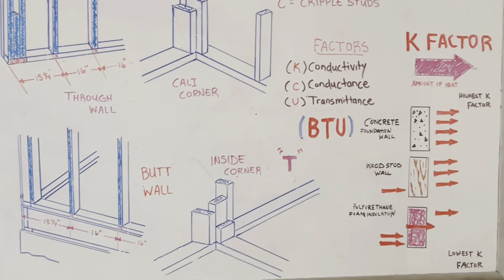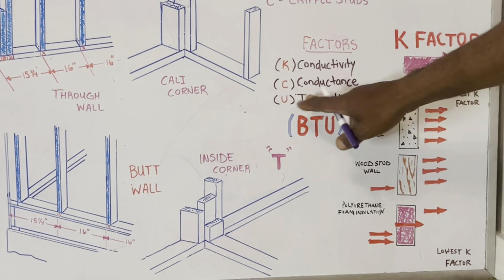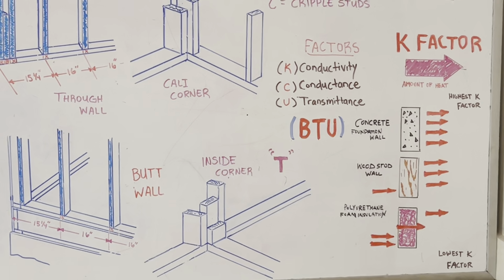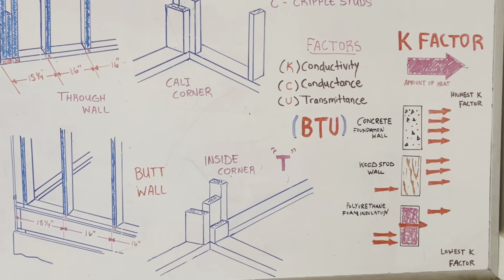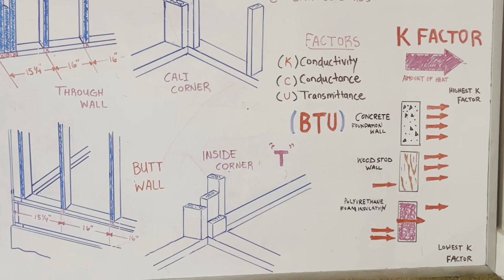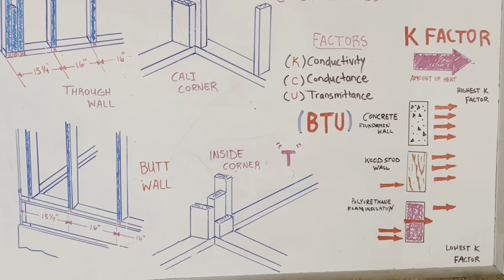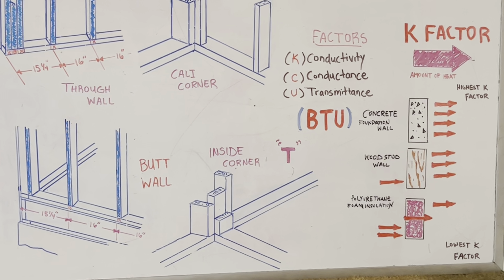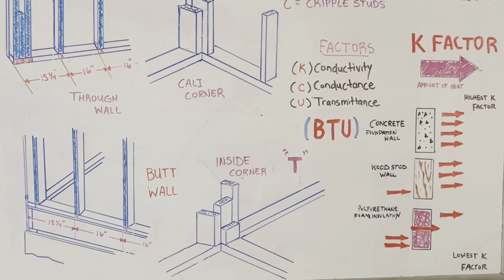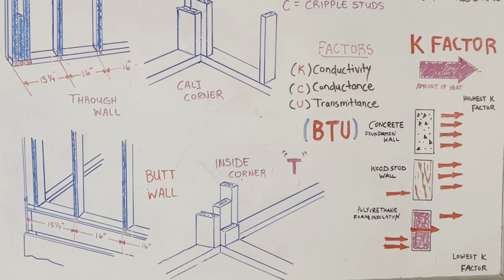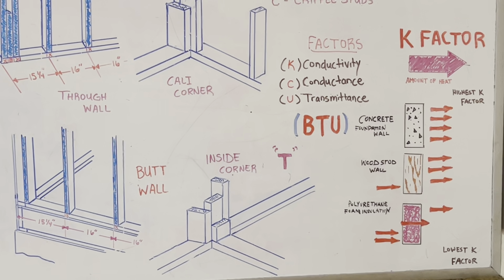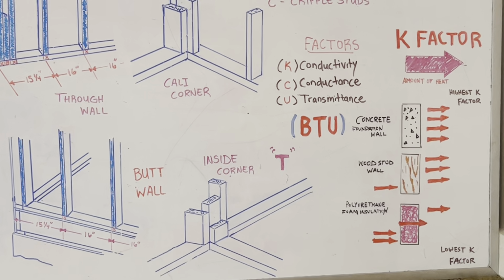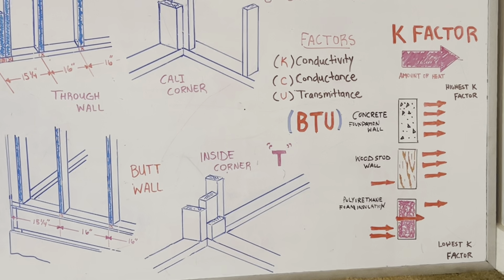Now, transmittance, the U factor. The U factor is a decimal measurement of how many BTUs per hour pass through 1 square foot of the combination of materials that make up the floor, ceiling, wall, or roof area of a building when a 1 degree Fahrenheit difference in temperature exists between the inside and outside of the building.